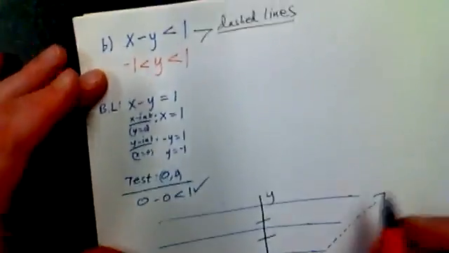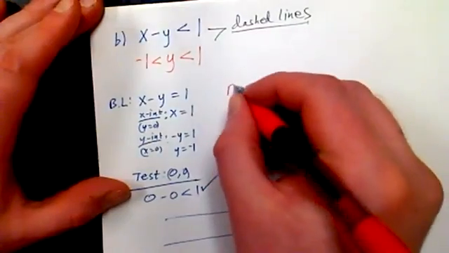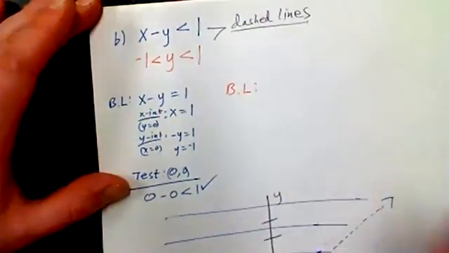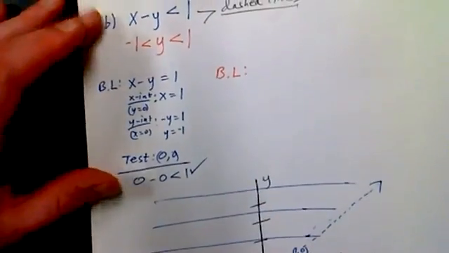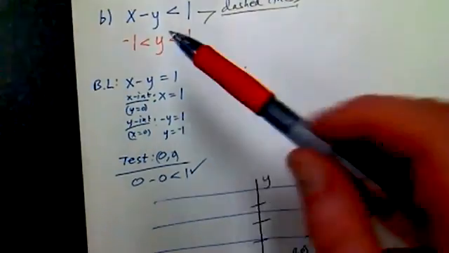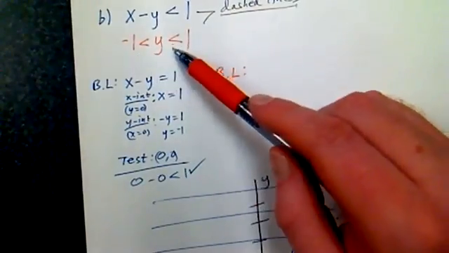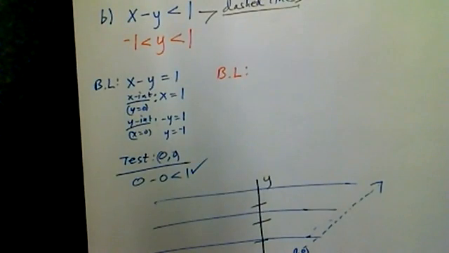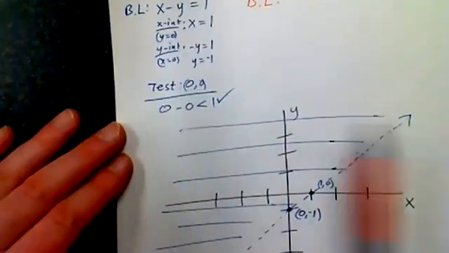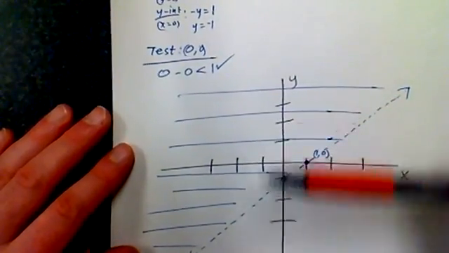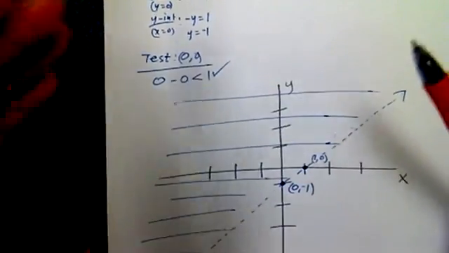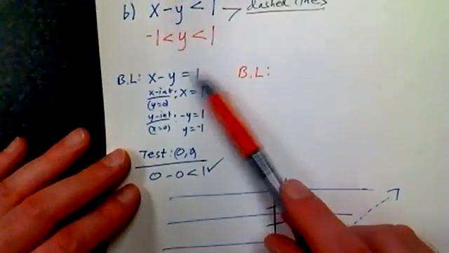I will do another one now. Let's do the red boundary line. Now the red boundary line, I don't think we have to do too much math for that. Take a look at it. It says negative 1 is less than y is less than 1. So if we're talking about y values, are we talking left to right or down to up? I should say bottom to top. We're talking about the y value, and it says that we want everything between negative 1 and 1.